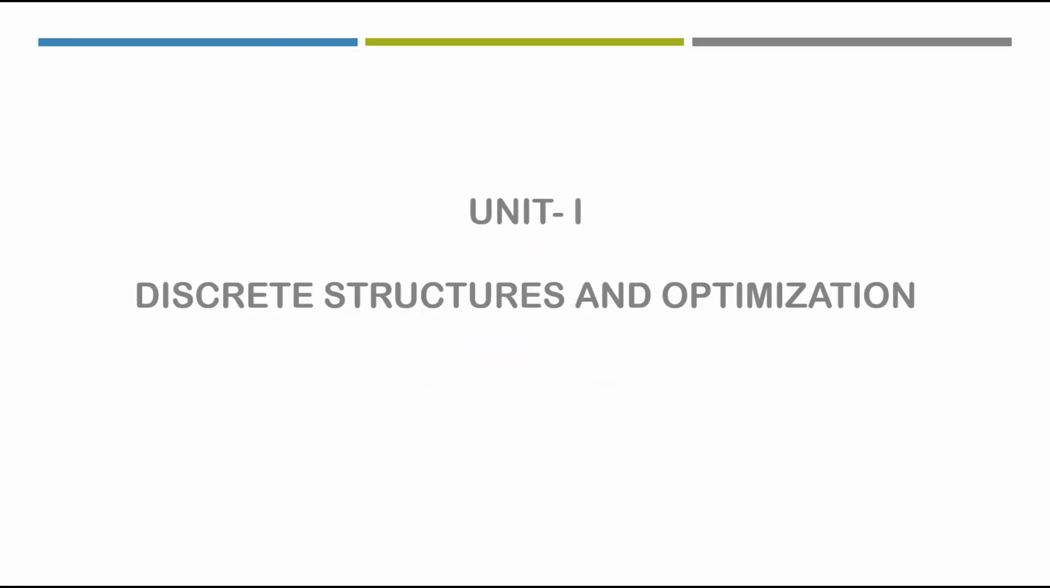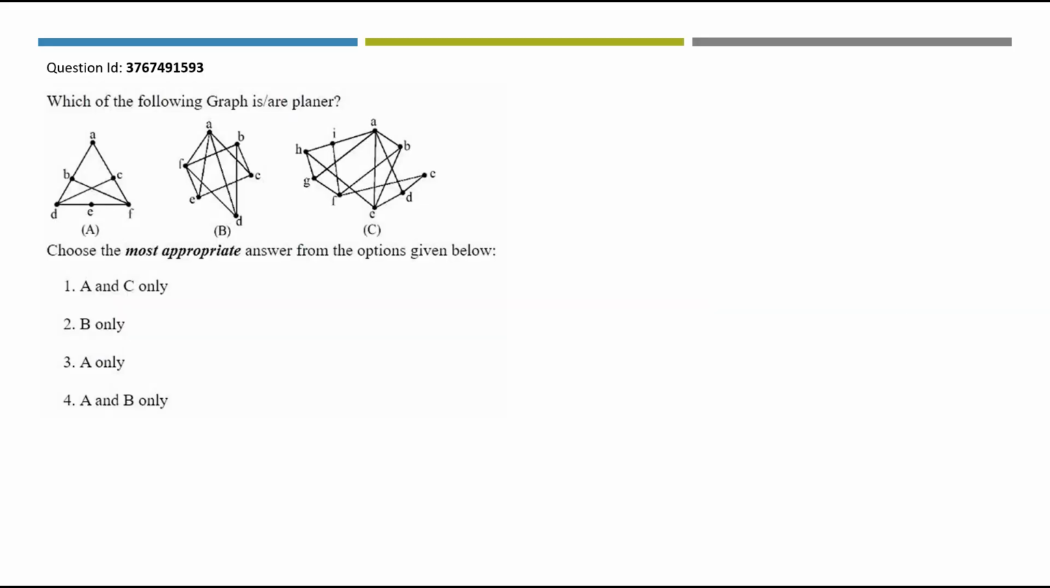Let's solve Unit 1 Discrete Structures and Optimization questions. Which of the following graph is or are planar? What is actually a planar graph? A graph is called planar if it can be drawn in the plane without any edges crossing.